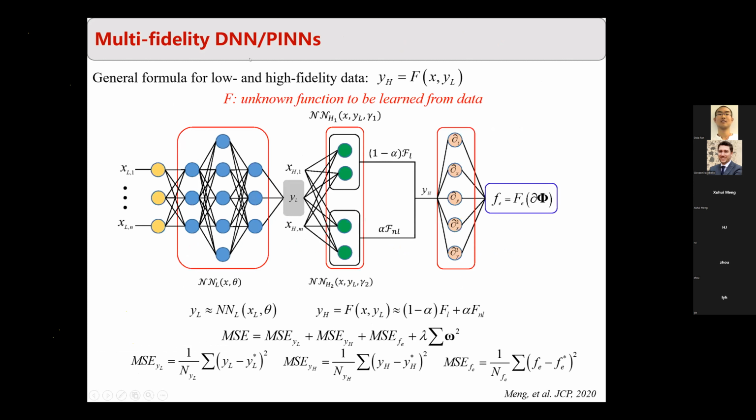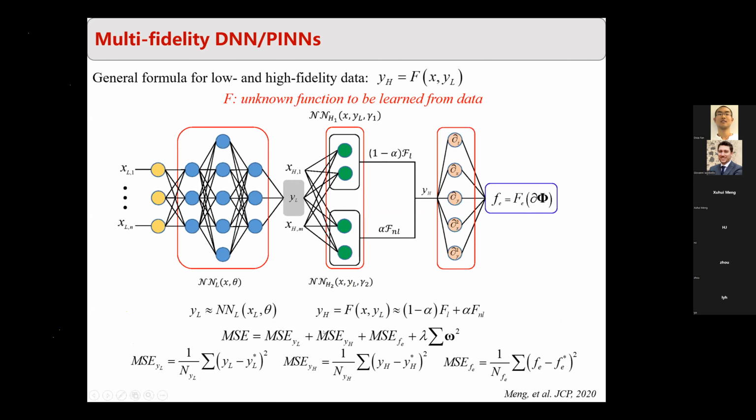So this is a schematic of the proposed method. We first use a neural network to fit the low fidelity function. Then we treat the high-fidelity data as a function of the low-fidelity data, and we use a nonlinear network to learn the correlation between the low-fidelity and high-fidelity data, which is represented by capital F here. And if we have the information of the PDE, we can also use automatic differentiation, just like in PINNs, to encode the PDEs in the neural networks.